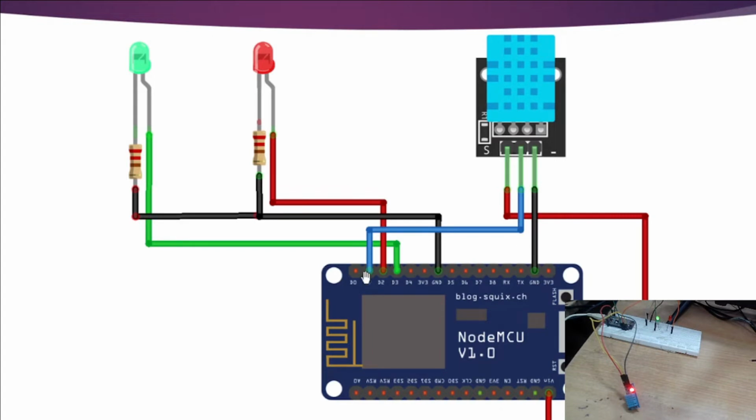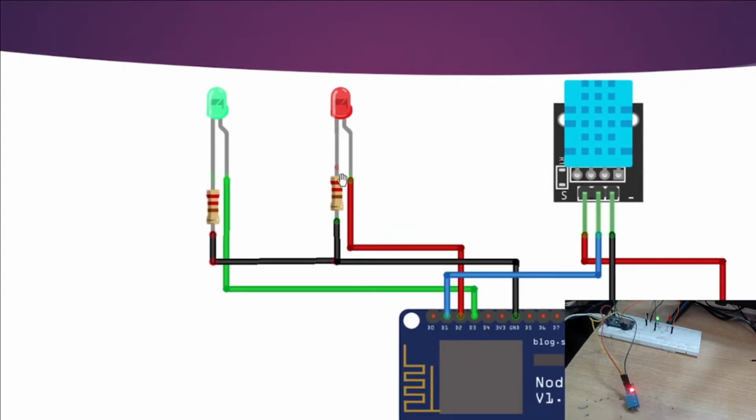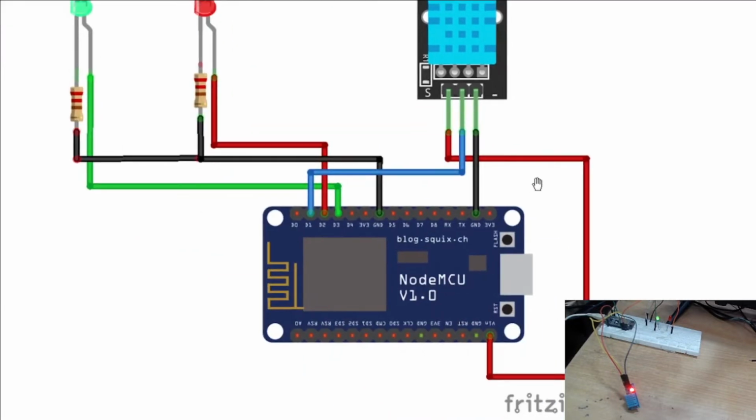And the LEDs are connected to 220 ohm resistors, and the positive ends, the anode ends of both the LEDs, for the red LED it is connected to D2 and for green it is connected to D3 respectively. So this is the circuit diagram for this project.